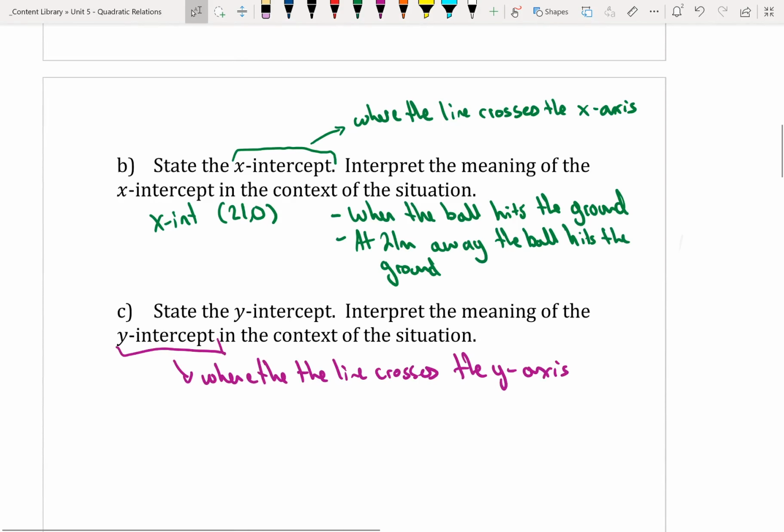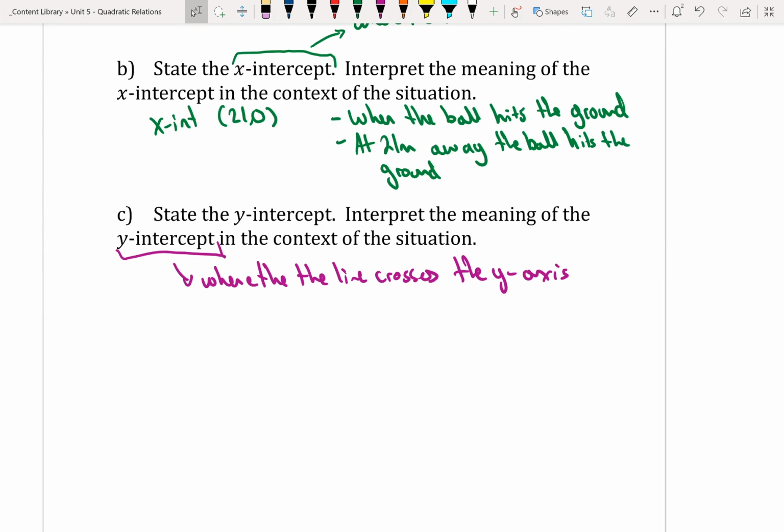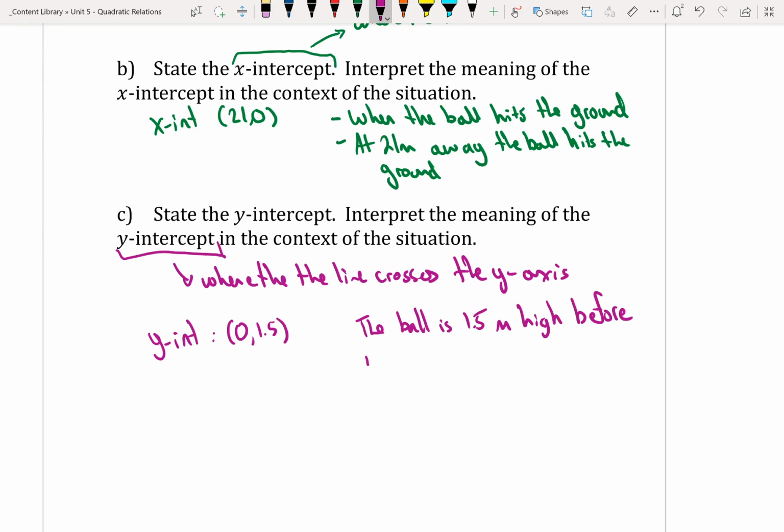And if I think back to the y-intercept for linear relations, the y-intercept meant the initial value. So again, it's still the same thing. So the y-intercept was 0, 1.5. So it's still the initial value. So the ball is 1.5 meters high before it is thrown. So that is what that point actually means. Or you could say again specifically at 0 meters distance it is 1.5 meters high. Same thing, just more technical.